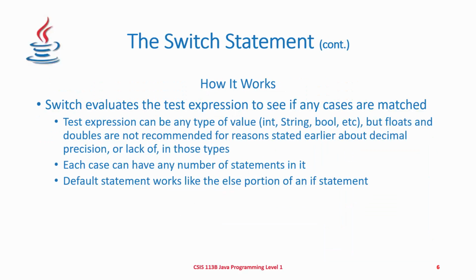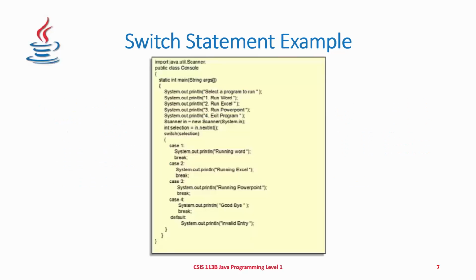So we've talked about how it works. Switch will evaluate the test expression to see if any cases are matched. The test expression can be of any type of value, int, string, bool, etc. But floats and doubles are not recommended, for reasons that we stated earlier about the decimal precision, or lack thereof, of those types. Each case can have any number of statements in it, and the default statement works like the else portion of an if statement. Here is an example.